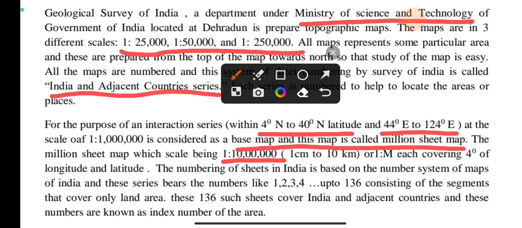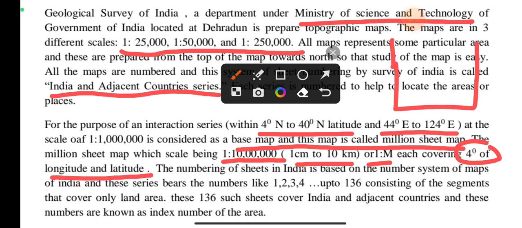The million sheet map, whose scale is 1:10 lakh, that is 1 centimeter to 10 kilometers, or 1:M, each covering 4° of longitude and latitude. So it covers 4° of latitude and 4° of longitude, and is known as the million sheet map. That is 1:10 lakh, because we know 1 million is equal to 10 lakh. 1 million subscribers, you have heard the term.